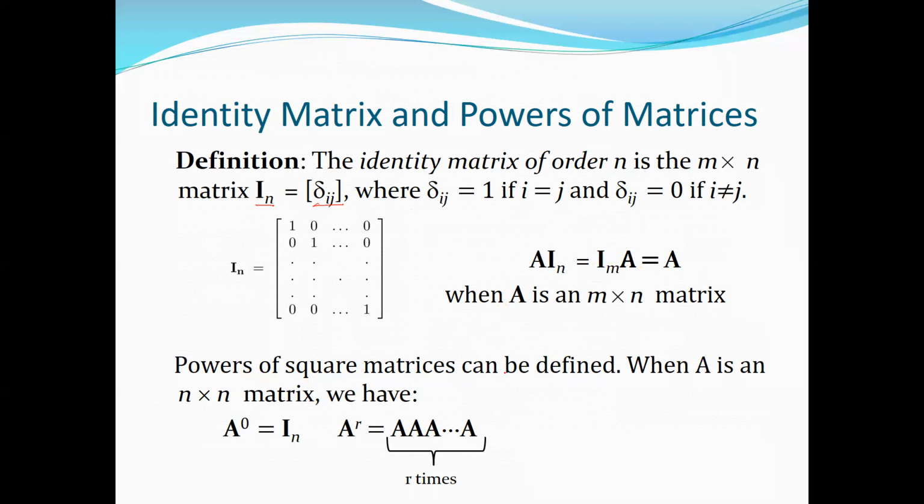So the power of square matrices can be defined if we have a square matrix. Identity matrices are square matrices, right? So if it is a square matrix, we can find the power. What do we mean by the power? For example, if A is an n cross n matrix, A power 0 means the identity matrix. A power r means, for example if r is 5, A is multiplied with itself 5 times. So A power r means it is multiplied with itself r times, and that's quite obvious. That means the power of a matrix, right?